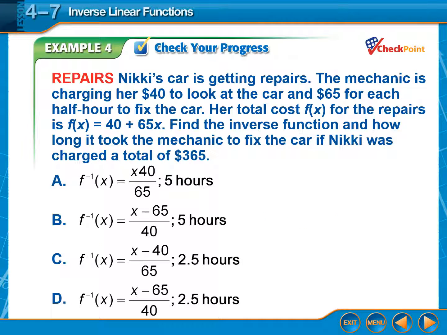And one more problem for you guys to do. There's actually a typo in one of these questions. This is actually supposed to be x minus 40. So it's supposed to be x minus 40 divided by 65, if that makes a difference in solving the problem. Okay, so read the question, find the inverse function, which will allow you to find the answer to the problem.